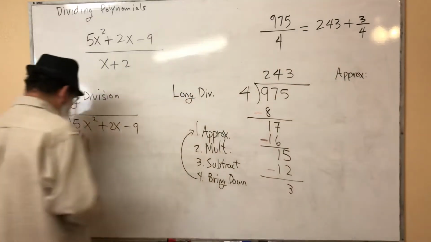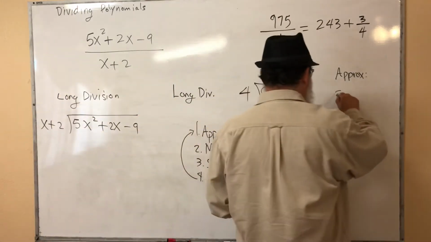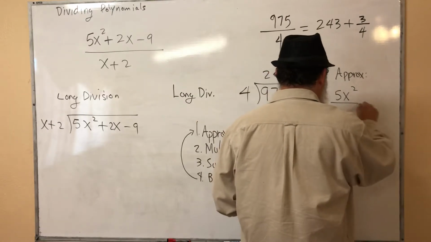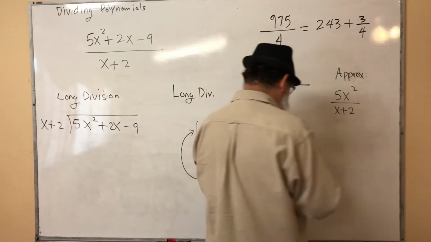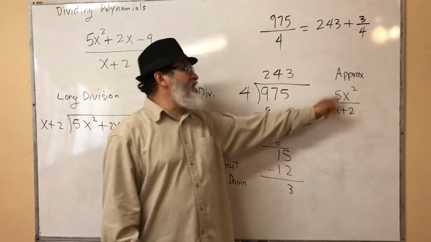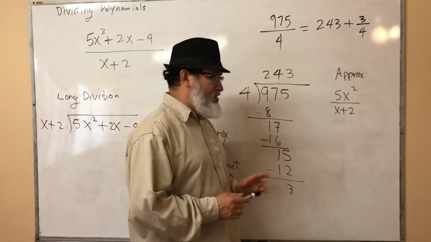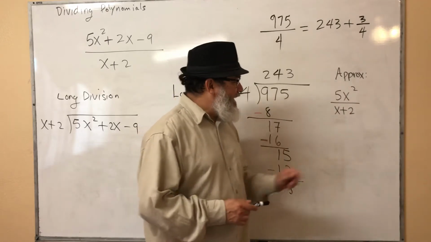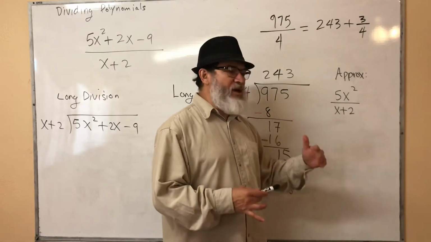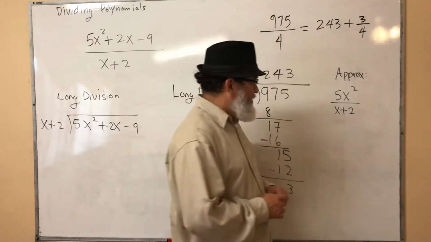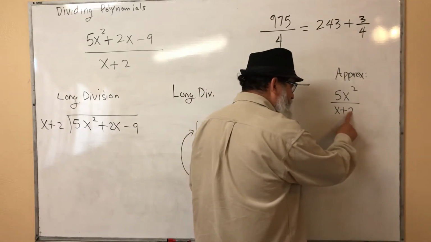I'm going to take this 5x squared divided by x plus 2. Okay. That can't be done because of this 2. No problem. Since we're only approximating, I'm going to drop the 2. So let's drop this 2.